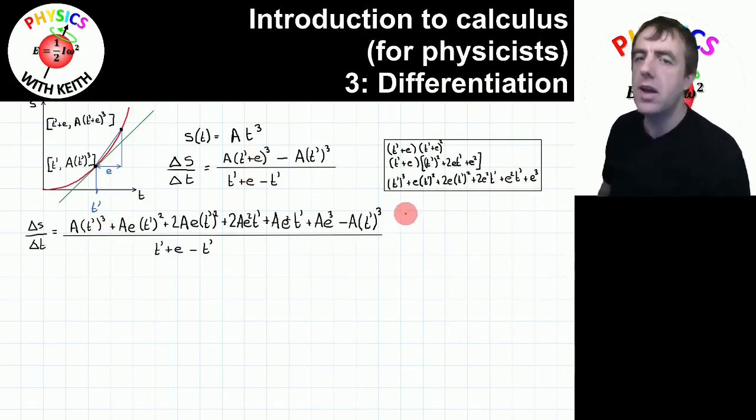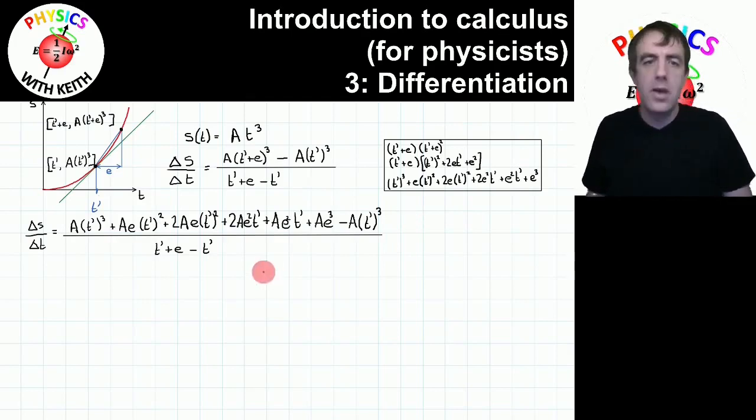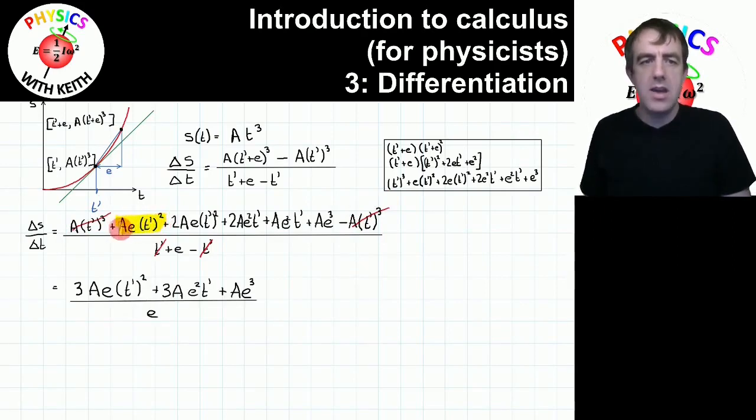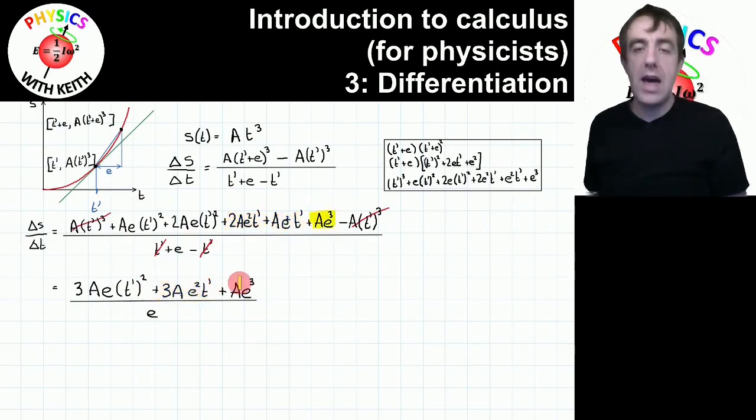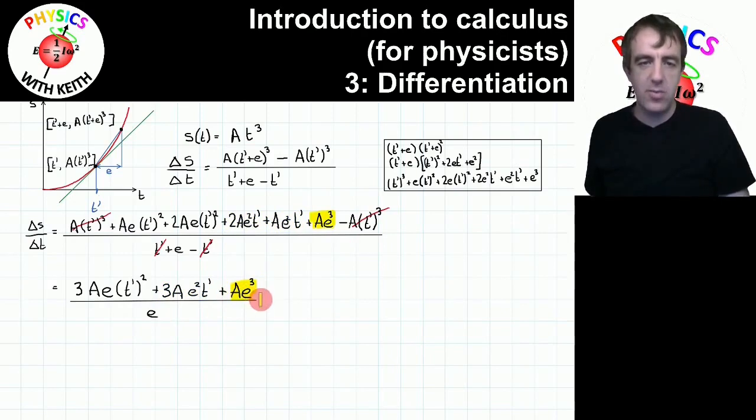It looks very big and complicated, but an awful lot of this is going to cancel. Starting with the denominator, we can cancel those. Then we look at the numerator. A t prime cubed cancels with minus a t prime cubed. We've got 1a e t prime squared here and 2a e t prime squared here, so that makes 3a e t prime squared. And we've got 2a e squared t prime here and 1a e squared t prime here, and together that makes 3a e squared t prime. And of course we've got a e cubed there, which stays where it is.